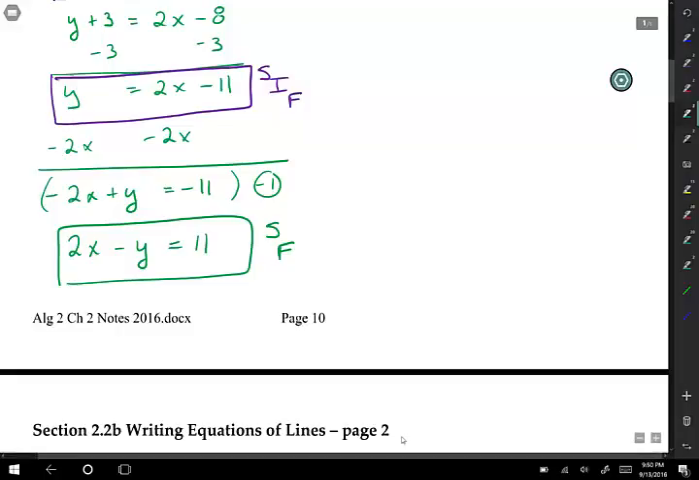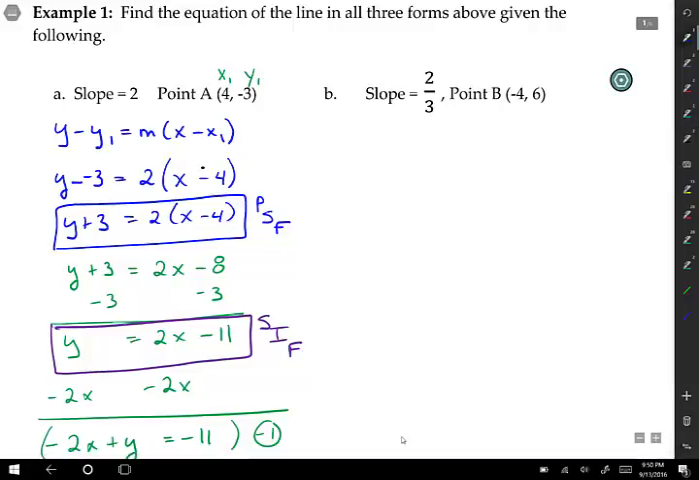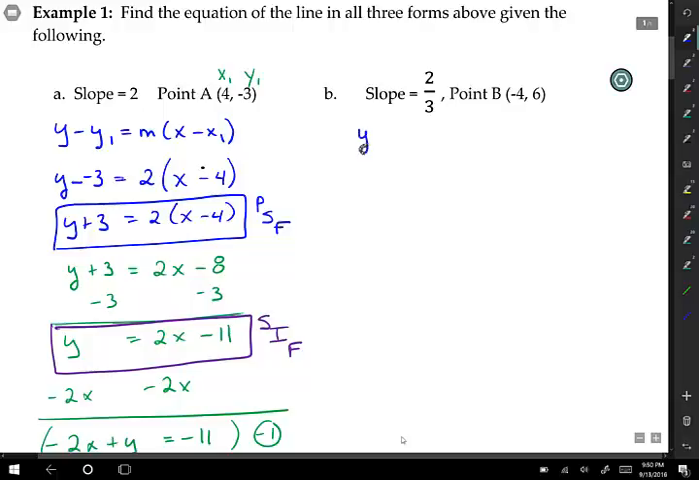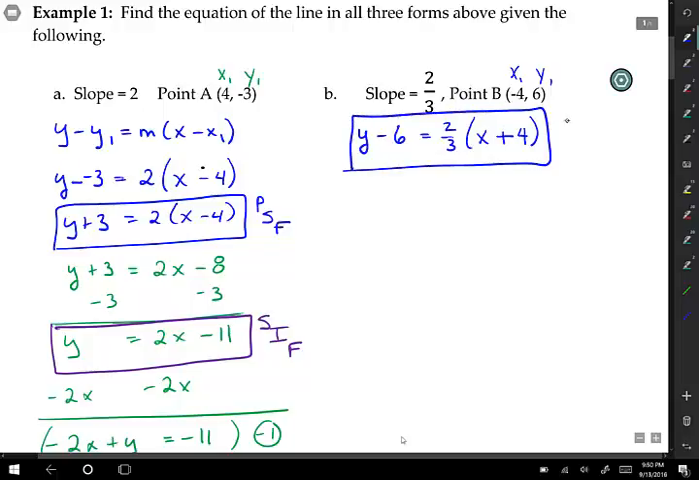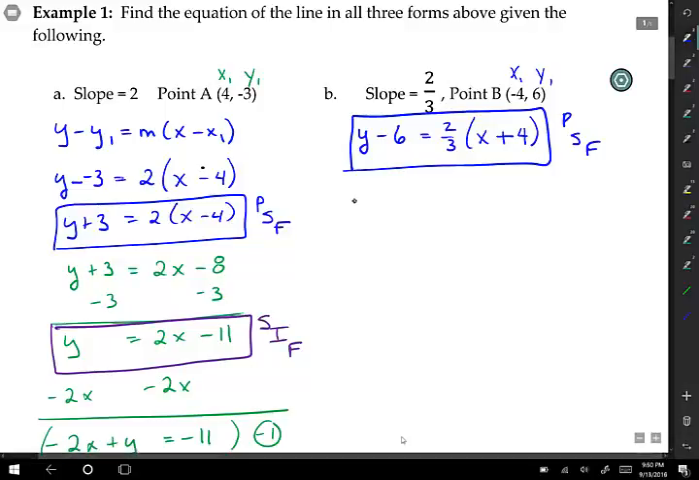As we look at the second part of our example, we have the slope being 2/3 and the point being negative 4, 6. Let's start once again with point slope form. So y minus 6 equals 2/3 times x plus 4. It's a plus 4 because our x1 value is a negative. There's our point slope form. Very quick, very easy. On this problem, I have a fraction, so I'm going to distribute my fraction to the right-hand parentheses on my next step.